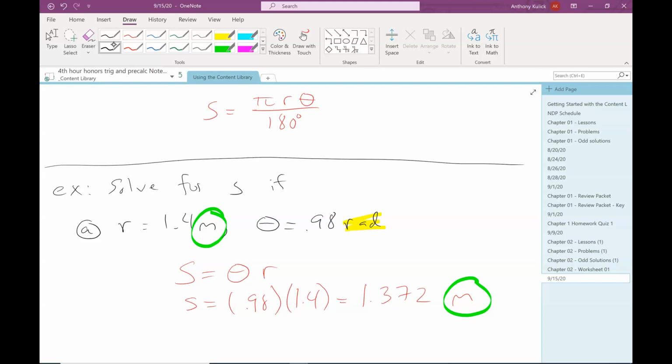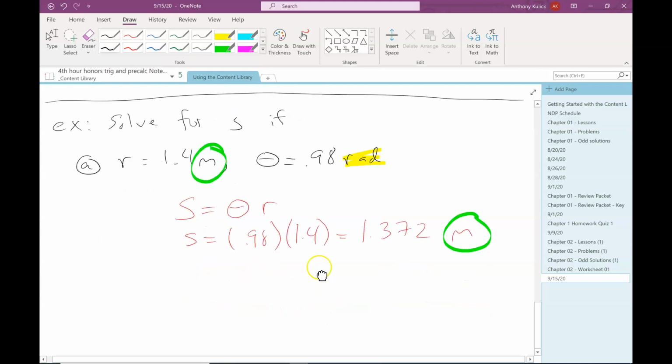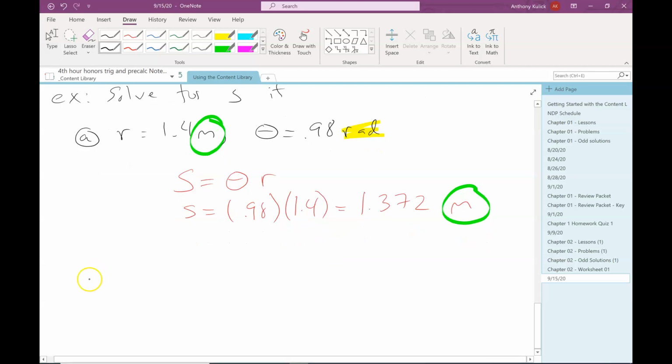Pretty tough, right, guys? Whoa, I had to plug stuff into a formula. It's totally hard. It gets harder. Enjoy this part. What if the radius is 3.8 inches and theta is 40 degrees? Which formula should I use now? Yeah, the red one.